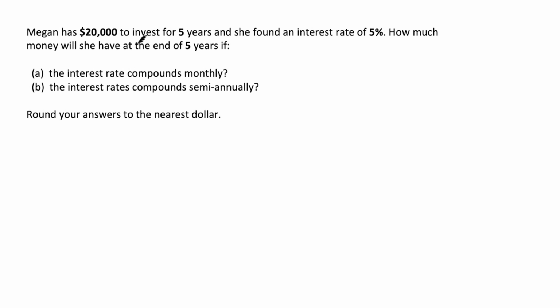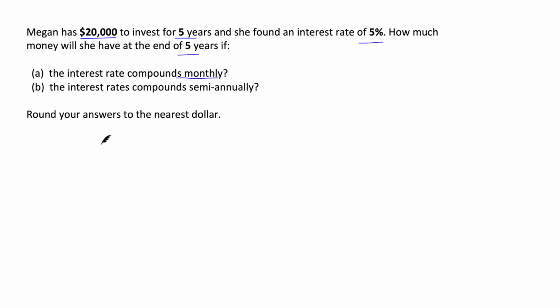Megan has $20,000 to invest for 5 years. This is our principal amount and this is the time. And she found an interest rate of 5%. How much money will she have at the end of 5 years if the interest rate compounds monthly?